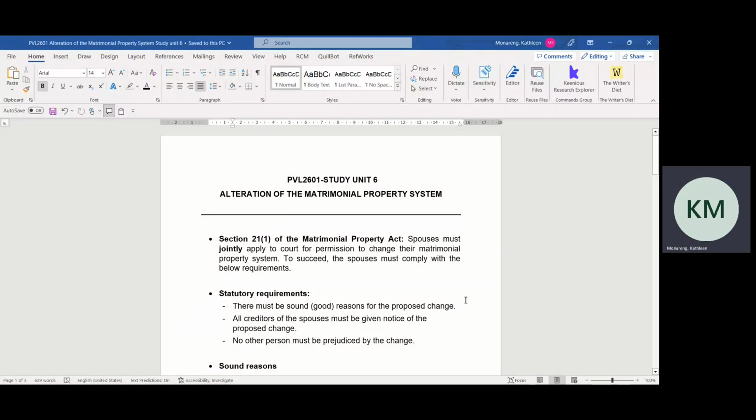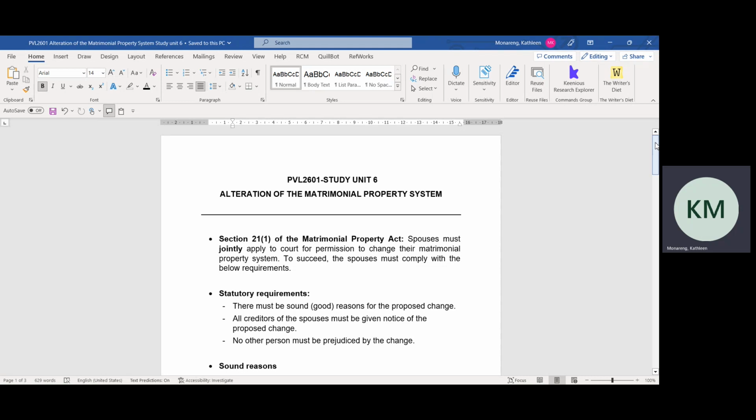Today's session is about alteration of the matrimonial property system, that is, changing from one specific marriage contract, or for example, in community of property, to out of community of property, changing the matrimonial property system that the spouses are married under into another one.